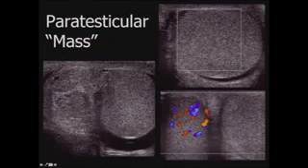This paratesticular mass or pseudomass is usually composed of swollen cord and enlarged epididymis. Sometimes there can be some hemorrhage, but often you'll get this large paratesticular mass adjacent to the testicle itself, and of course you still need to put on Doppler and prove that there's no flow. In this case we're not able to get any flow in the symptomatic side, and of course you have to prove you can get flow somewhere, so we can see flow in the normal side, again indicating acute testicular torsion.